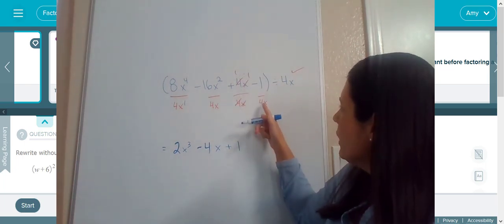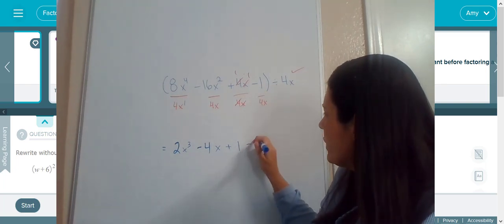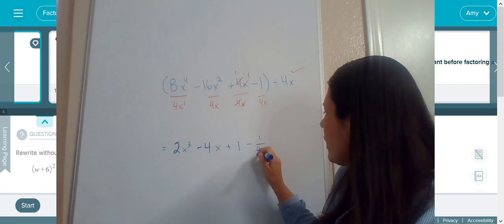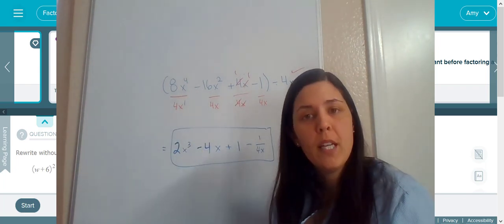And then the last term, notice 4 doesn't go into 1, and x doesn't go into 1 either. So you can't actually simplify that term. So you're just going to leave it as a fraction. Okay, so that's just an example with dividing.